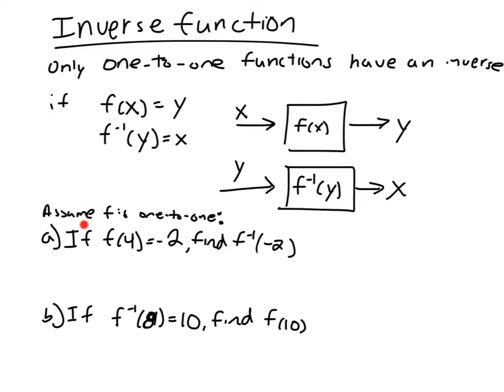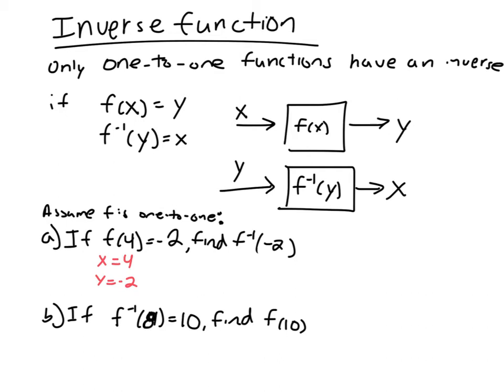First, let's assume that f is one-to-one, and let's answer these two questions. Say f of 4 is negative 2. Let us see, what does that mean? That means x equals 4 and y equals negative 2, right? f of 4 equals negative 2. So then find f inverse of negative 2.